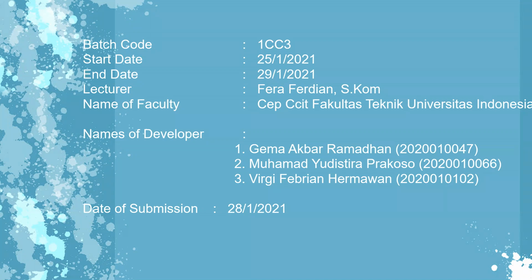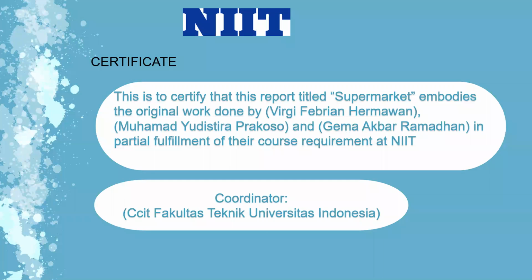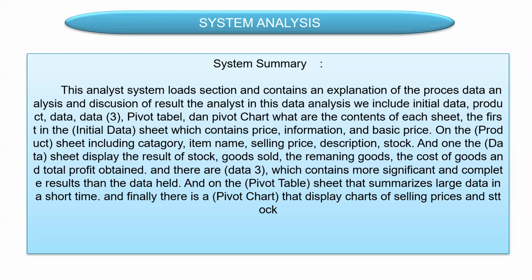This time, without wasting any time, let's get straight to the explanation. System analysis, system summary. This analysis system contains an explanation of the data process, and the analysis and discussion of results. In this data analysis we include initial data, product data, data tree, pivot table, and pivot chart. What are the contents of each sheet?